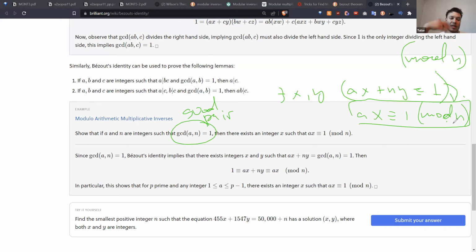But it also goes the other way. So we use it the other way. We say that we know modular inverses exist and we prove Bezout's. What they do in here is they say the opposite. They say that if Bezout's holds, then modular inverses need to exist.